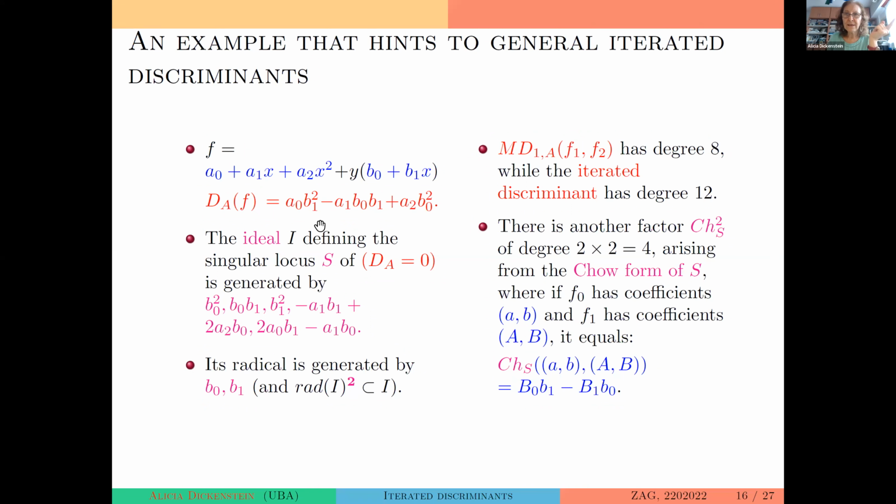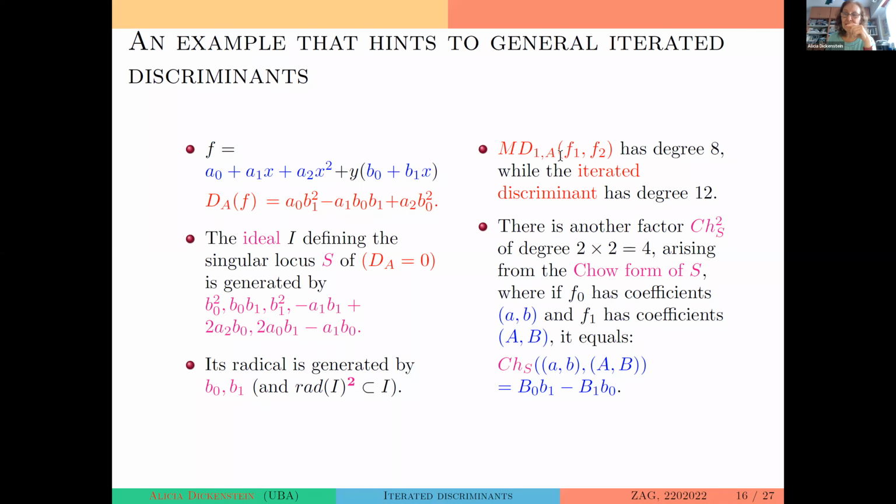So what we do is we consider the ideal generated by the partials of this discriminant. Okay? These are the partials. And this ideal is not radical. We see it immediately. In fact, the radical is just generated by B0, B1.